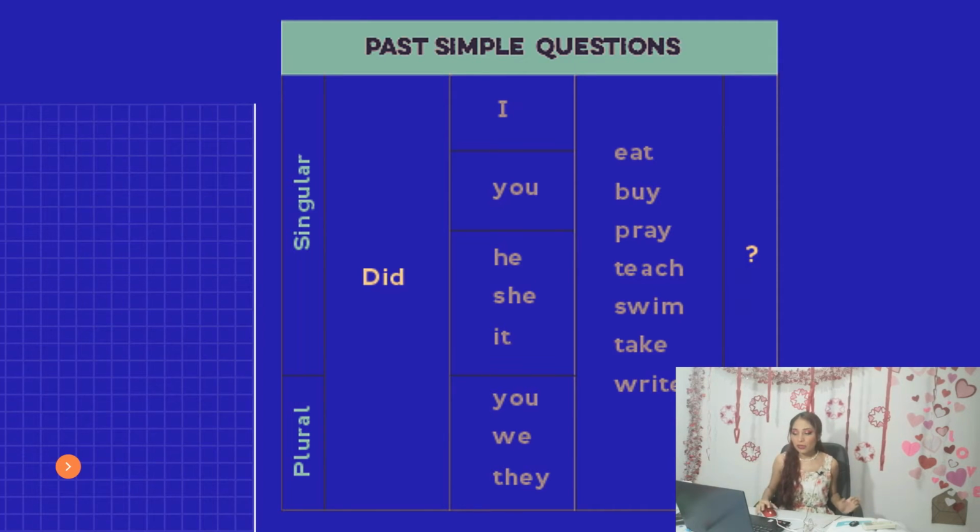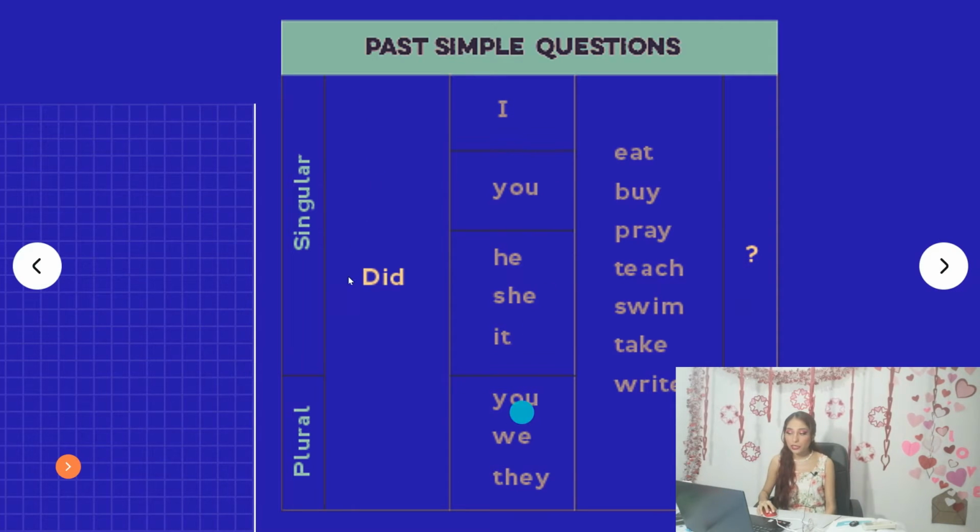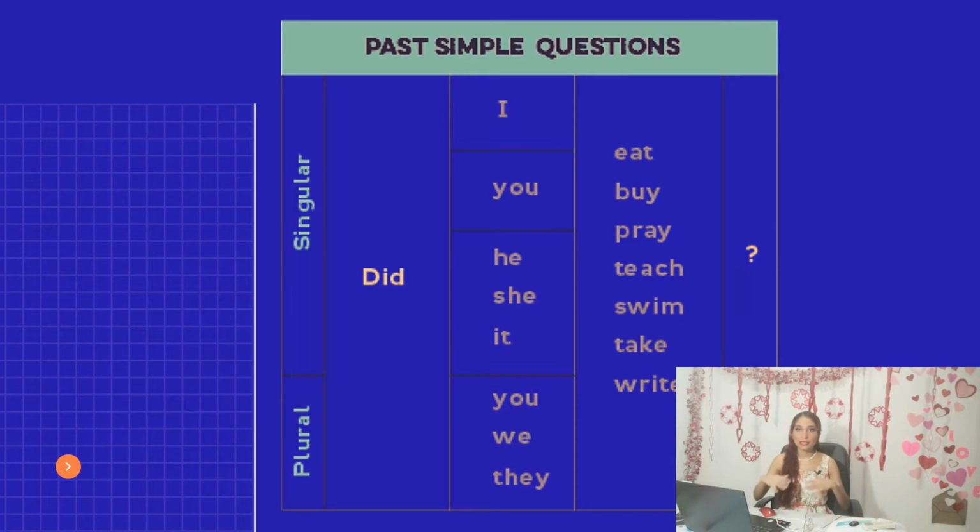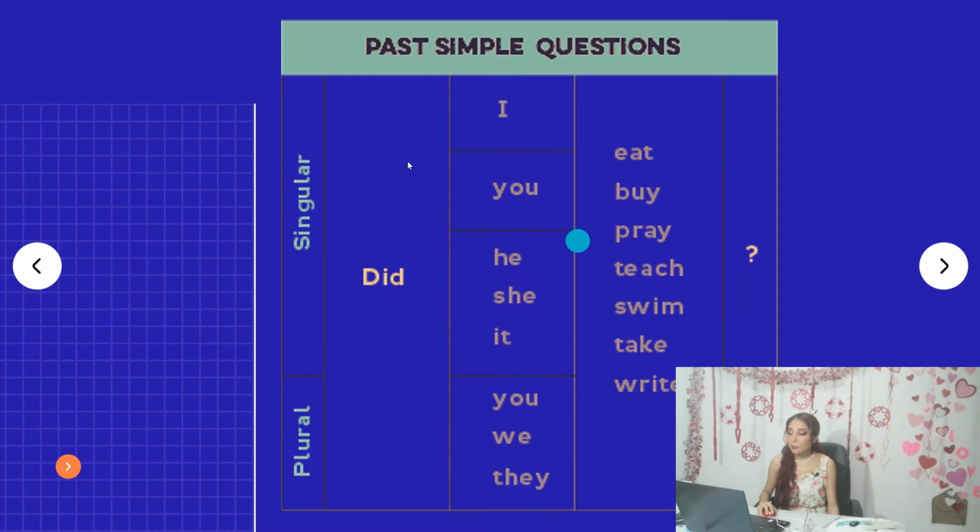For example, as I was telling you, it starts with did, and next to it is going to be the subject. The subject can be a name of a person, of two people, the name of a place, an object, or the personal pronouns that I'm showing you in here. And next to the subject, you need to write the verb in the base form, como normal, verbo normal, sin pasado, sin ing, anything. So, did, subject, verb in base form, and question mark. Don't ever forget the question mark, okay?